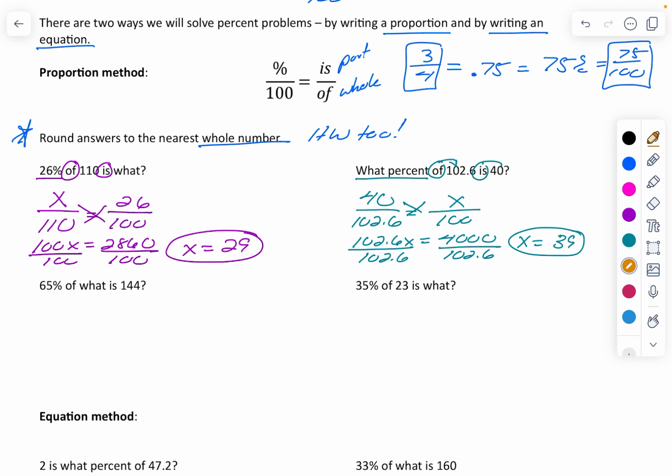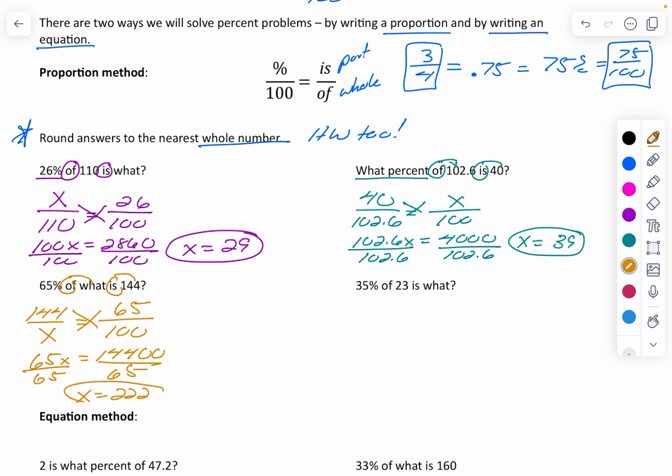This next one, 65%, so my 65 goes over 100, of what? That's my x, is 144. We set up our proportion, now we do the cross product, 65x equals 14,400, dividing by 65, and we get x equals, rounded to the nearest whole number, 222.